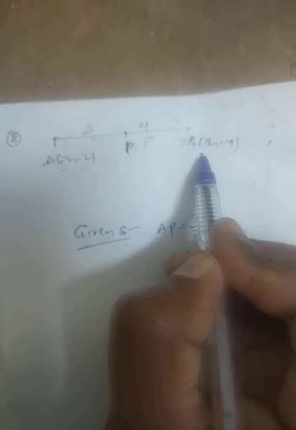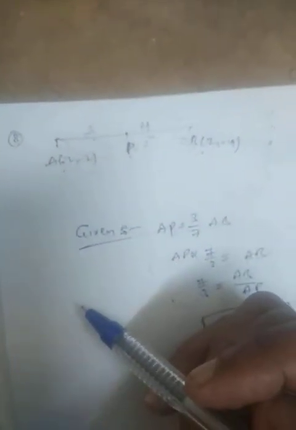And by using the section formula, make this point x1, y1 and make this point x2, y2. m is to n is 3:4. So put in (mx2 + nx1)/(m + n), comma (my2 + ny1)/(m + n), so that we will get the value of that.